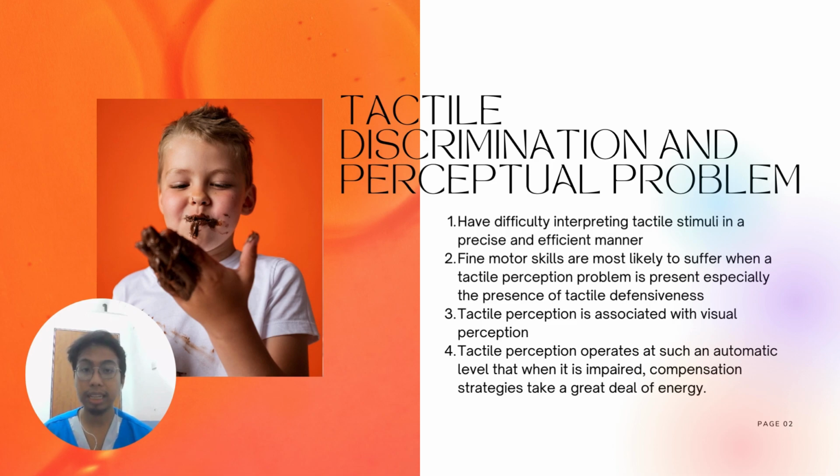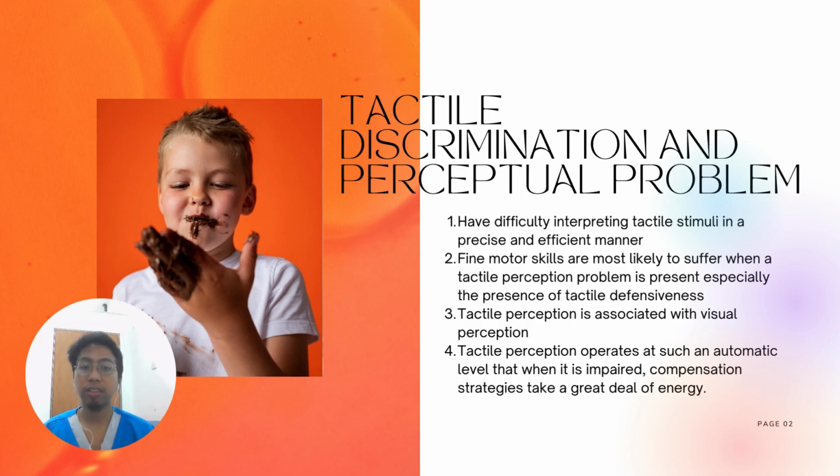Fine motor skills are most likely to suffer when a tactile perception problem is present, especially the presence of tactile defensiveness. If they have tactile defensiveness, they don't want to touch things. How can they even participate in daily routine? For example, with shape sorting, they are defensive when it comes to touching the shapes. So how can they even participate? It will hinder them, and we don't want that to happen to them, right?